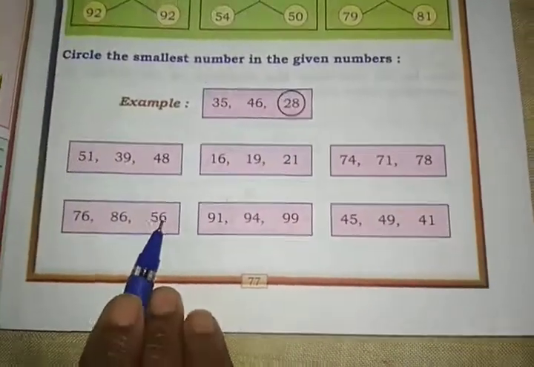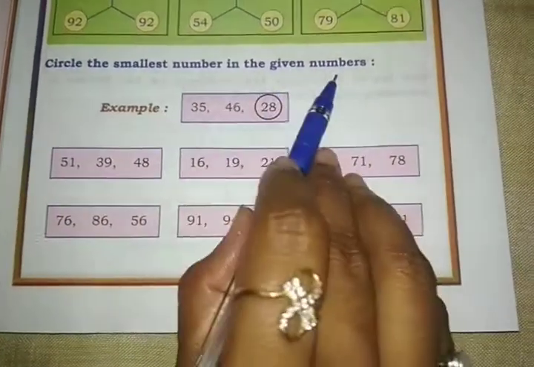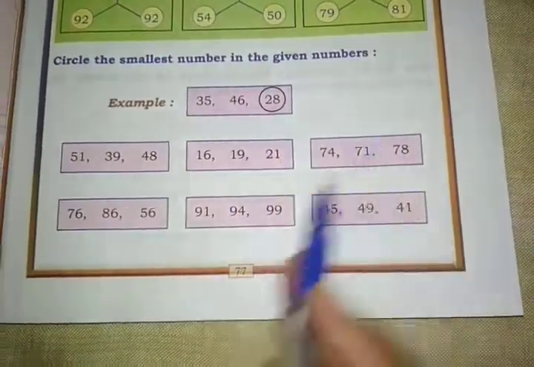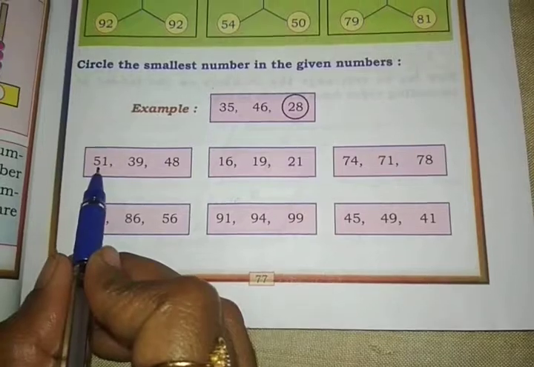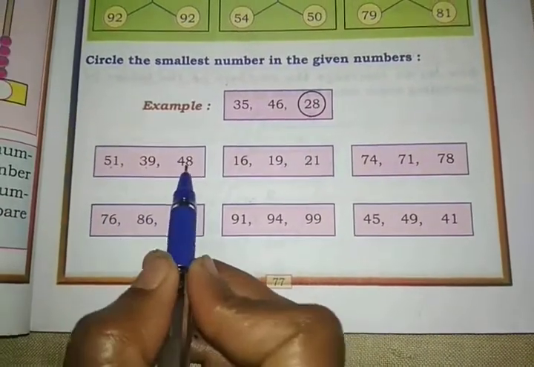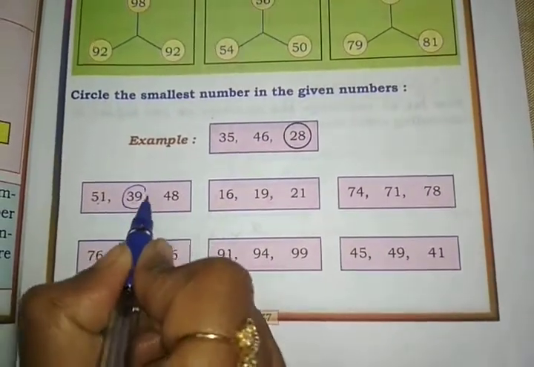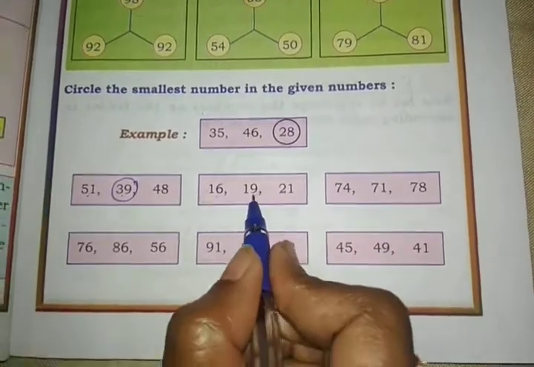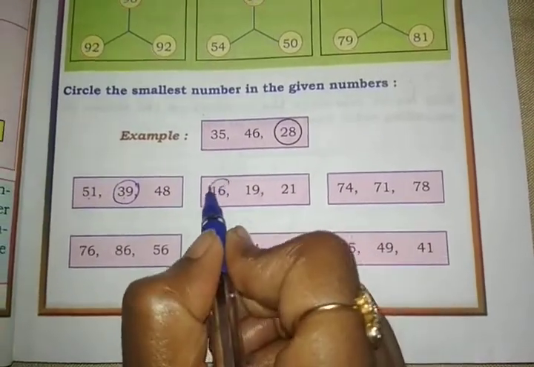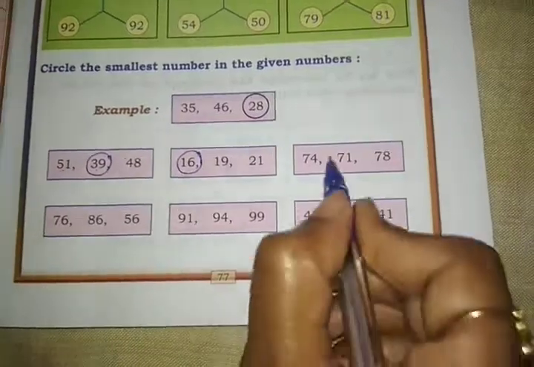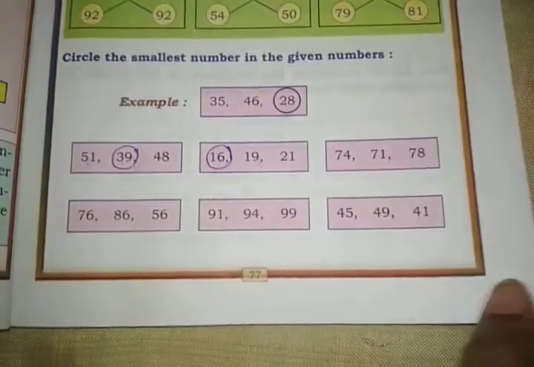Here we go. Example. Circle the smallest number in the given numbers. Smallest. Which one? 51, 39, 48. 39 is smallest. 16, 19, 21. 16 is smallest. Remaining 4 you do yourself.